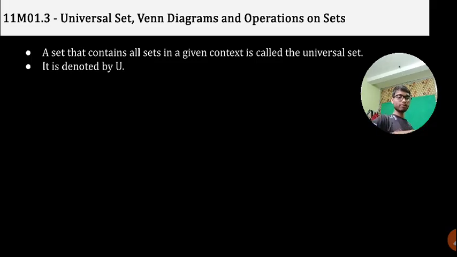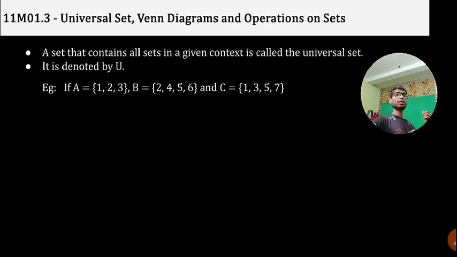Clear? Example: A is a set. In this set we have 3 elements, 1, 2, 3. In another set we have 4 elements, 2, 4, 5, 6. Again, a third set, 1, 3, 5, 7. We got 3 sets. Then the universal set of these sets would be what? It would be 1, 2, 3, 4, 5, 6, 7. This would be the universal set.